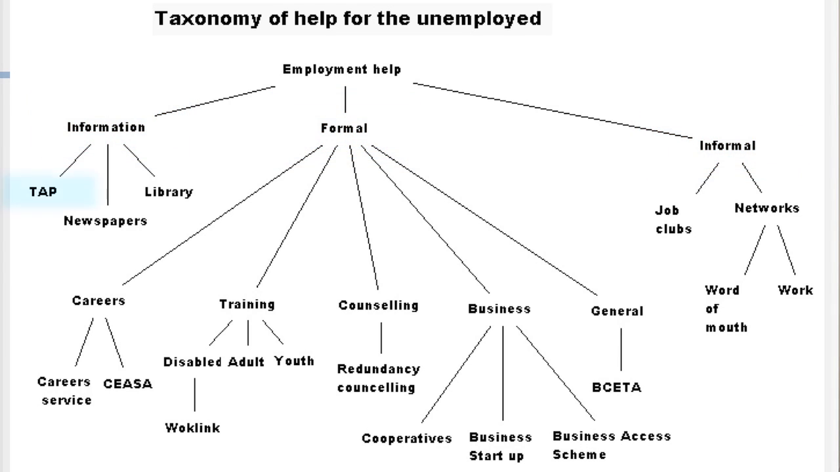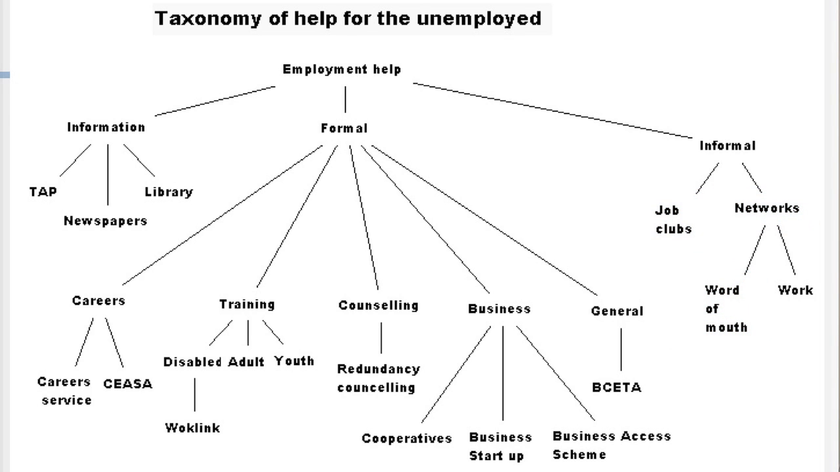So the information has the TAP, which I can't remember the sense of, an access point, technology access point, something like that. These days that would be done by the web, but this was 10 years ago, so pre-web access into the jobs and information, newspapers and library. The formal system of employment, a whole set of formal systems that were set up across the local authority and across national systems. So careers guidance, training, and help, counselling help, help with setting up businesses, and other general kinds of assistance. And then the informal ways that people look for work through job clubs and networks, including word of mouth and so on. So you can see it's a way of arranging things.